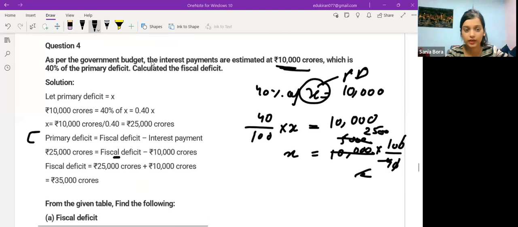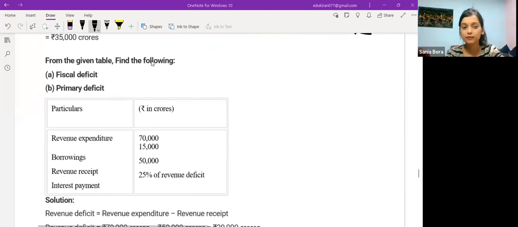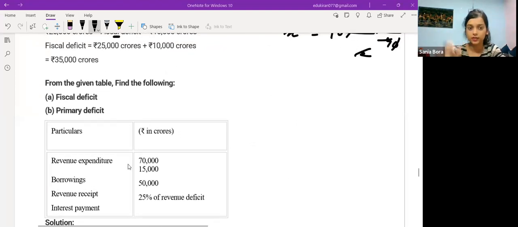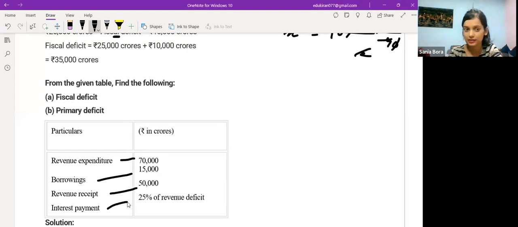Okay, done. Now, this is a table. Just a little bit of confusion. Revenue deficit is the revenue expenditure, borrowings are this, it goes like this. First, you have to find the fiscal deficit, then you have to find the primary deficit. Clear?